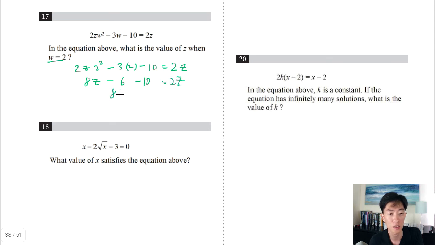So that's 8z minus 16 equals 2z. Subtract 2z from both sides and add 16 to both sides, so we get 6z equals 16. Divide both sides by 6, we get z equals 16 over 6. If you want to reduce that, that obviously becomes 8 over 3, and that's what our answer is going to be.